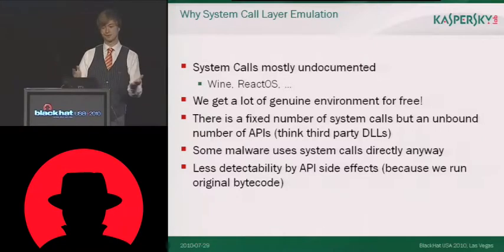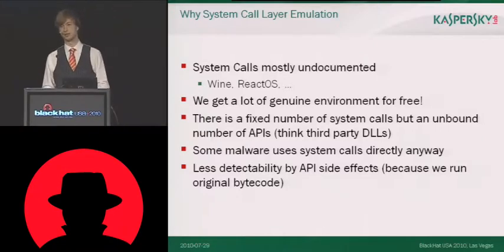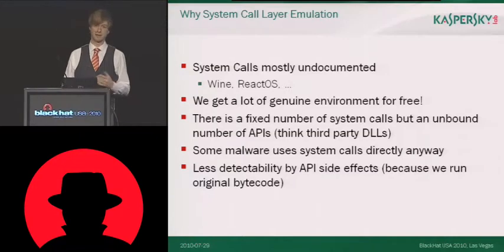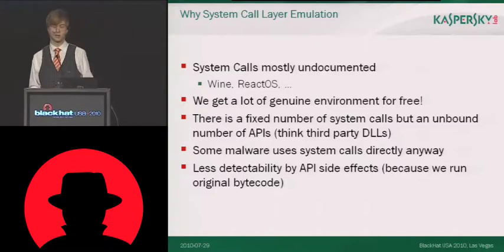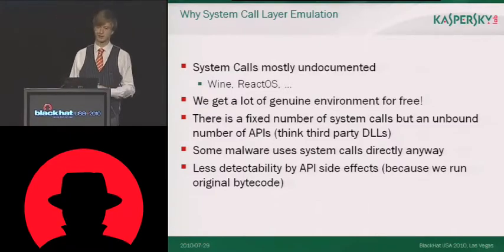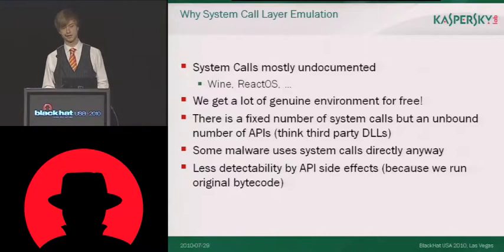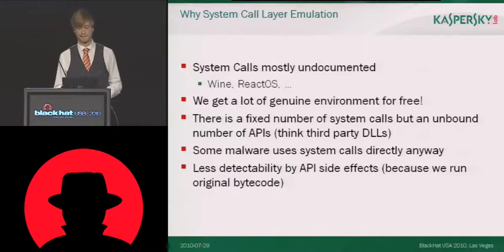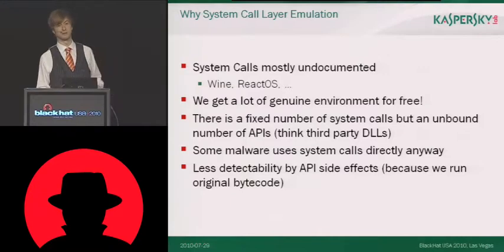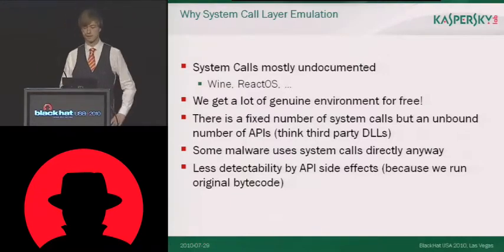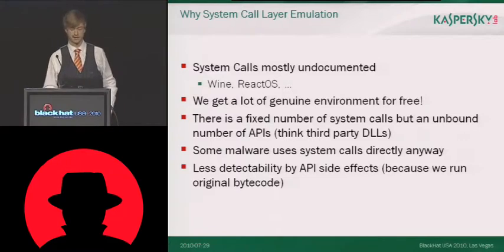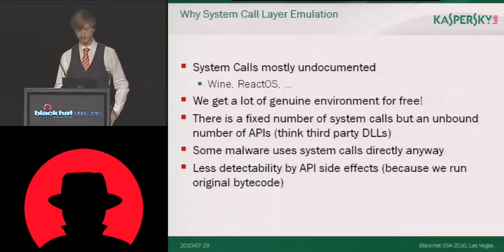So why system call emulation? Well, I've already told you that API emulation is kind of weak in some regards, but still it's easier to implement, so why go through all the hassle? Well, there's some documentation out there. There's the Wine and ReactOS source code, so they can already give you some pointers if you were doing this on your own. The other reason to do system call emulation is we get a lot of genuine execution environment that really looks like a real Windows system for free, because we're executing all the native code that would set up this environment on a real Windows system too.